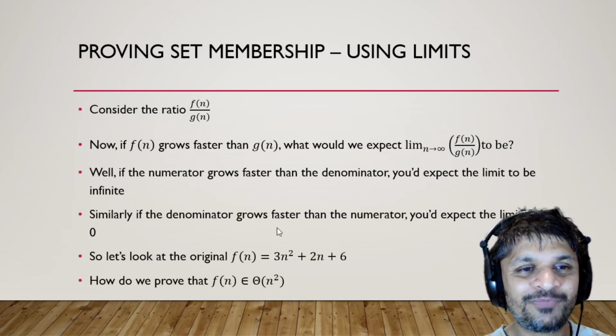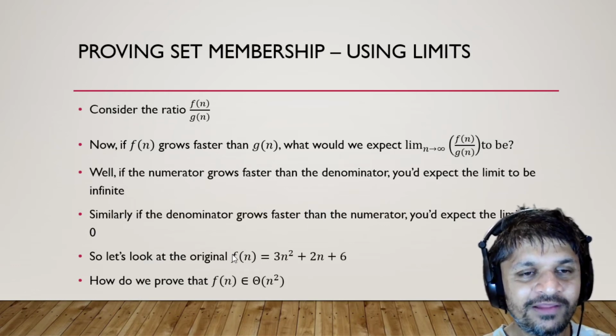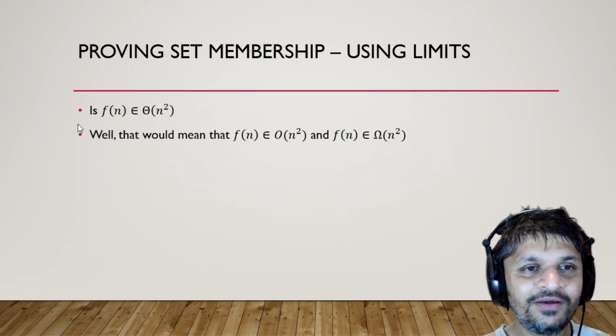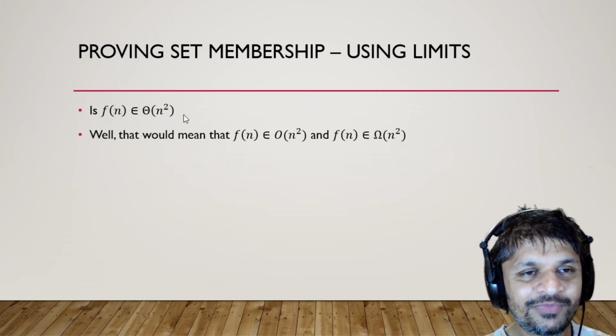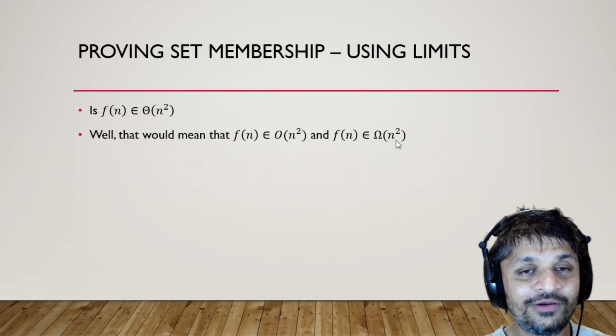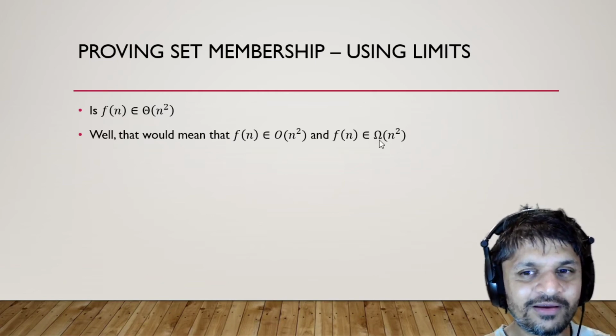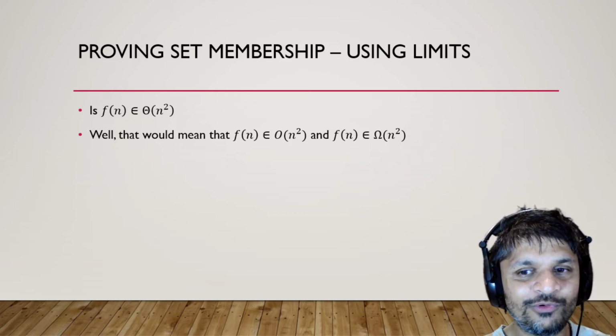Okay, now let's do an example. We had this function, f of n equals 3n squared plus 2n plus 6, and we were trying to prove that it was an element of theta n squared. Now let's look at how we can do it using limits. So, is f of n an element of theta n squared? Remember, by the definition of theta n squared, that means that f of n is an element of big O n squared and f of n is an element of omega n squared. So we've got the same start we had when trying to prove this result using the definitions.